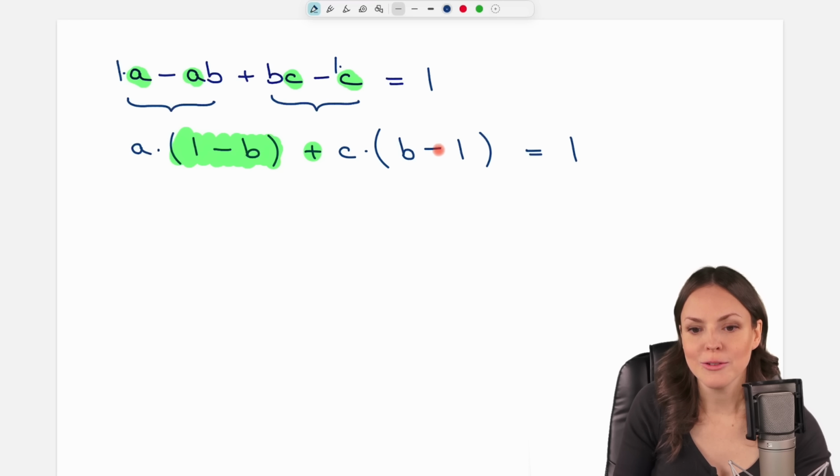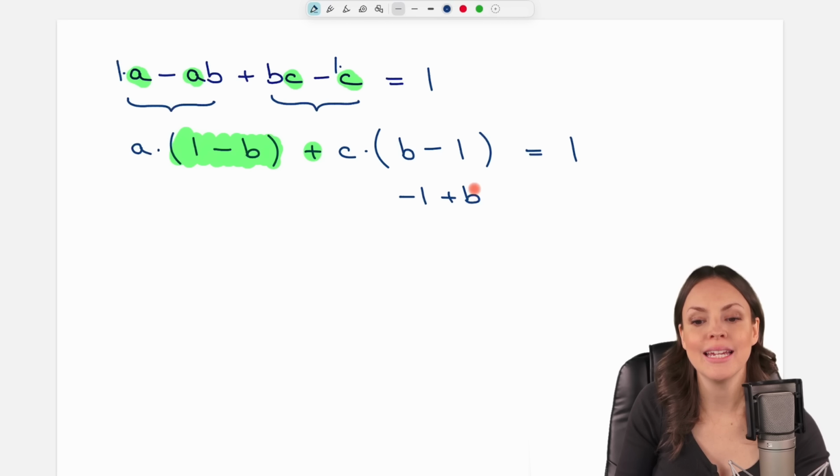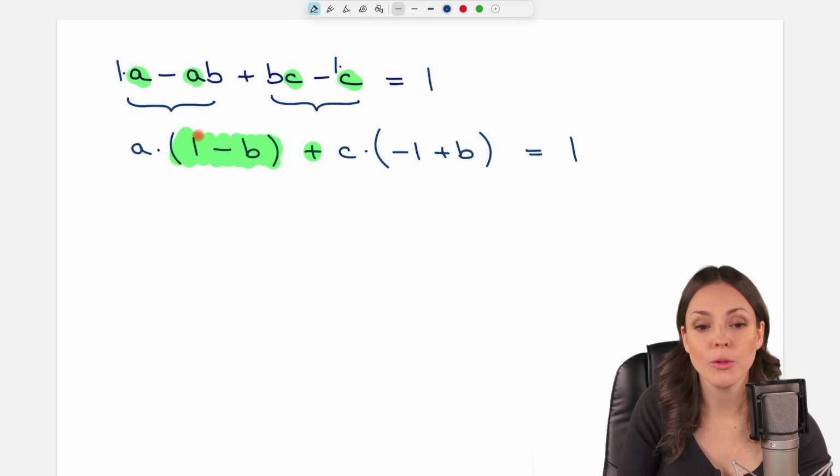But we have to be careful because we have a negative number here. So if you switch these two, it is -1 first, and your b is positive, so we have plus b then. So this is what we actually have in our parentheses. And now if we compare these two, here we have a 1, here we have a -1, here it's a minus b, and here it's a plus b.